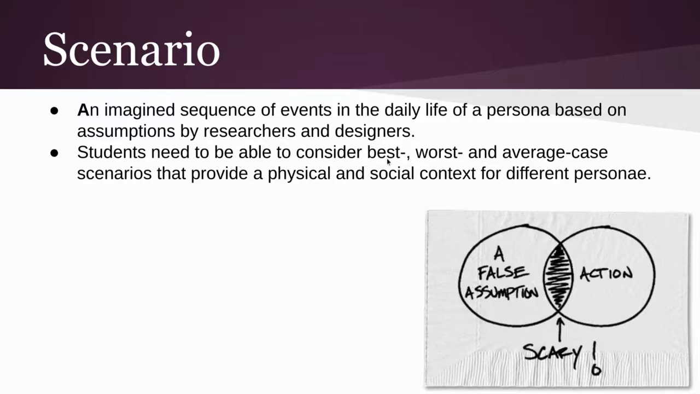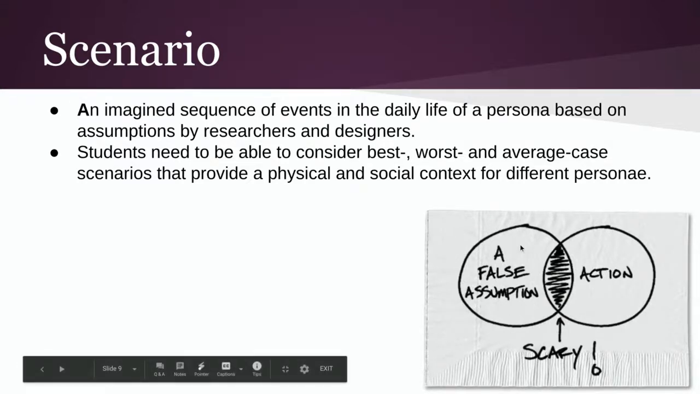Students need to be able to consider the best, the worst, and the average case scenarios that provide a physical and social context for each persona. Okay? And I put this little napkin down here. A false assumption with action where those cross over can be scary.